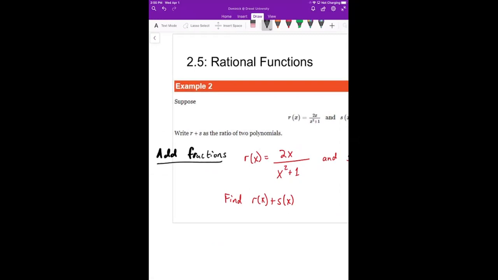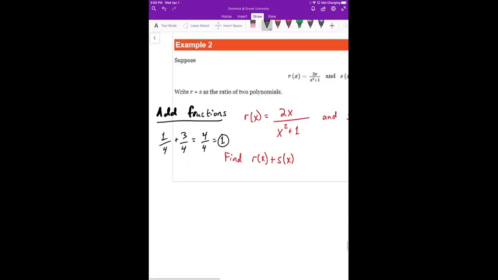All right, now when you add fractions, if you want to do something like 1 over 4 plus 3 over 4, their denominators are already the same, so we just add the tops, and then we simplify whatever we have left, right? So if you want to add 1/4 plus 3/4, you would get 1 plus 3, which is 4, over 4, which is 1.